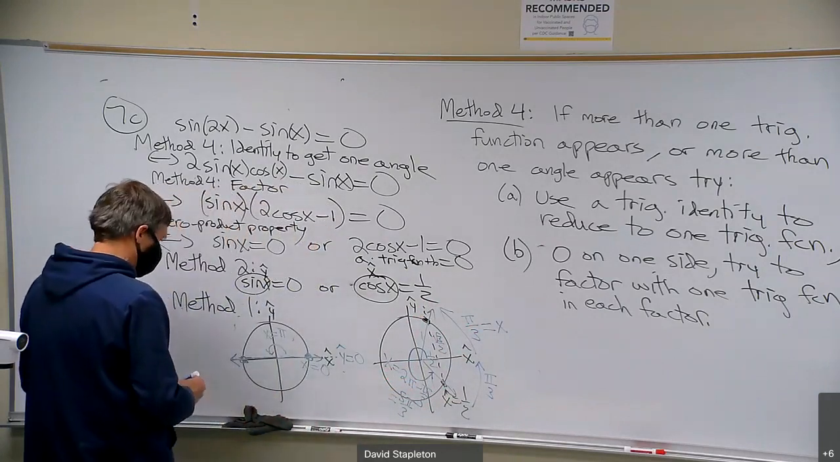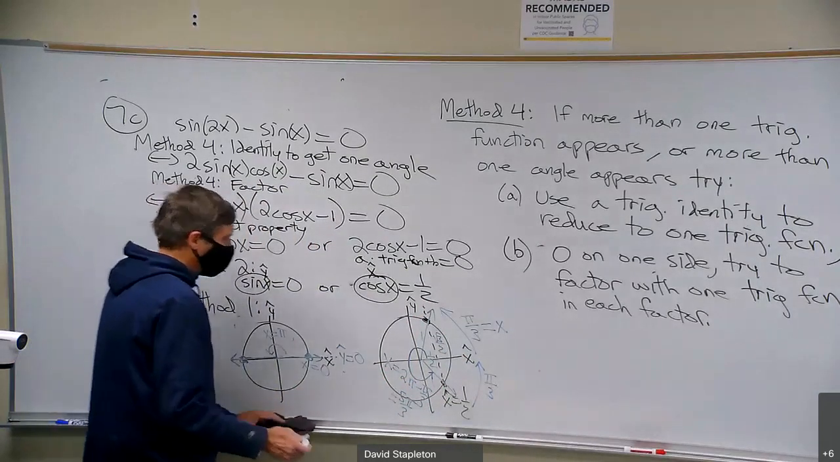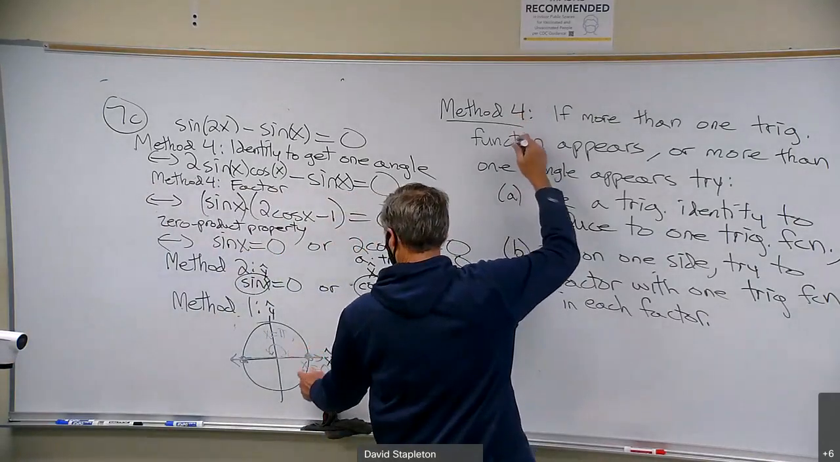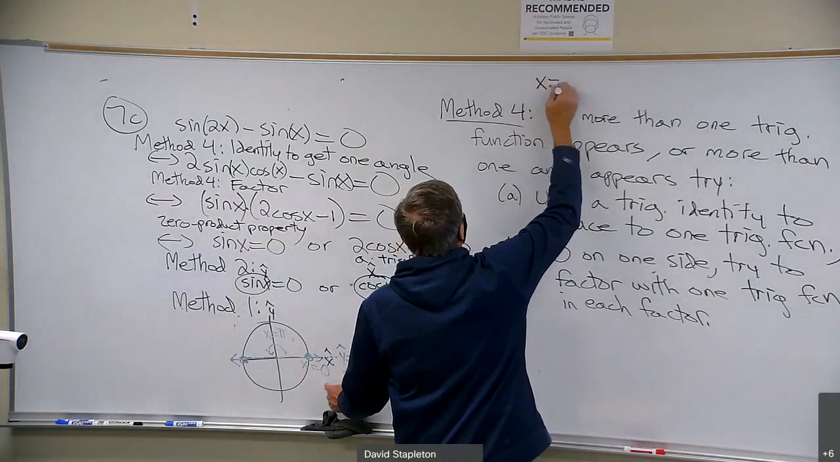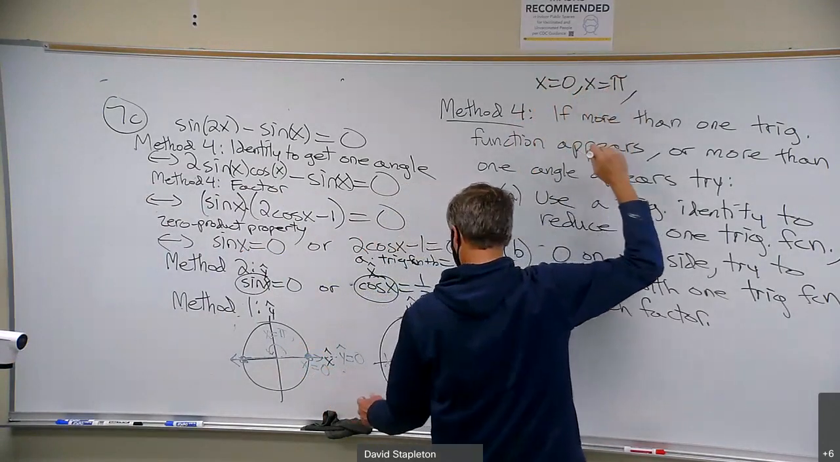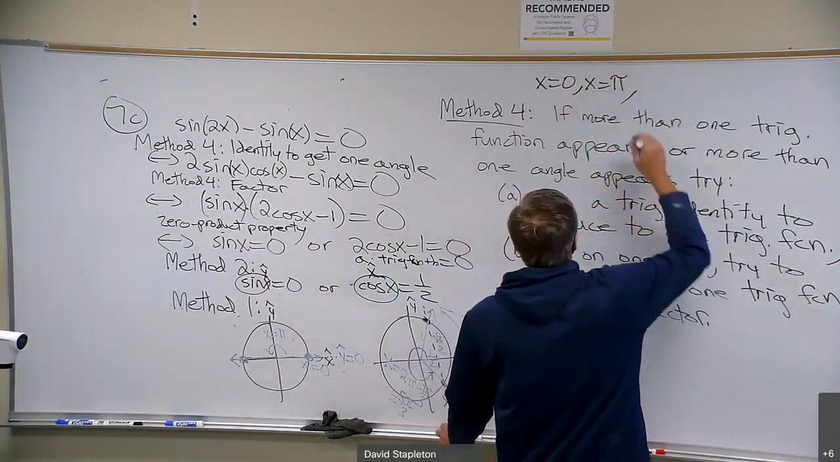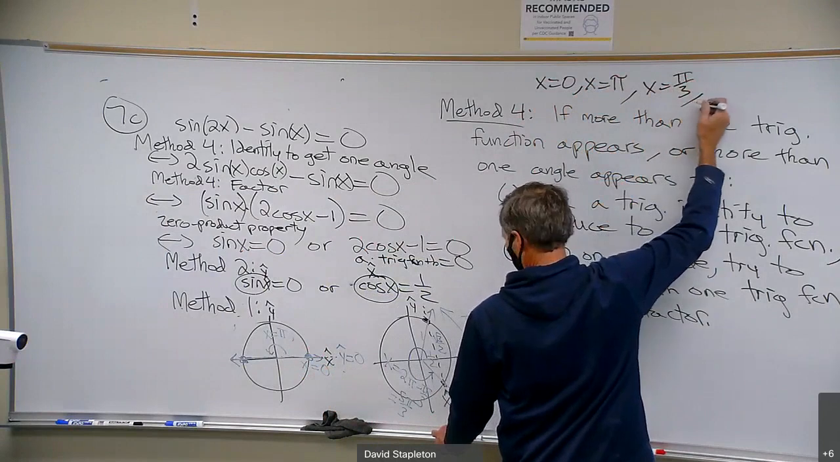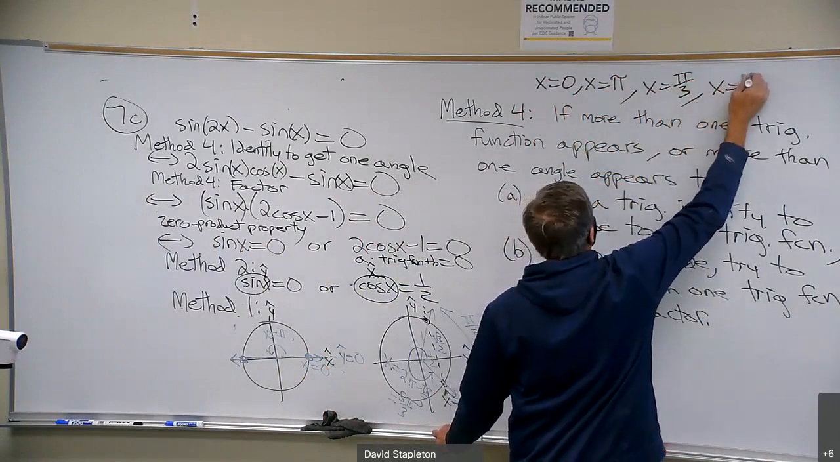We write the final answer then. Final answer, I got 2 of them here, 1 of them here. No, 2 of them. X equals 0, x equals pi from the first unit circle. X equals pi over 3. You don't have to put them in any particular order. And x equals 5 pi over 3 are the 4 solutions.